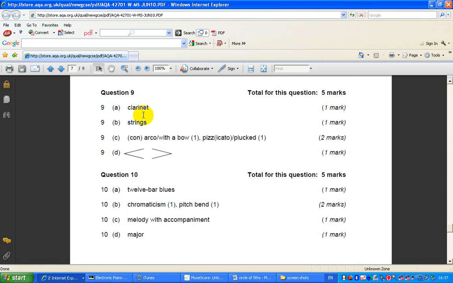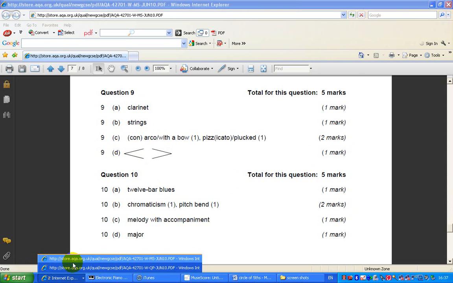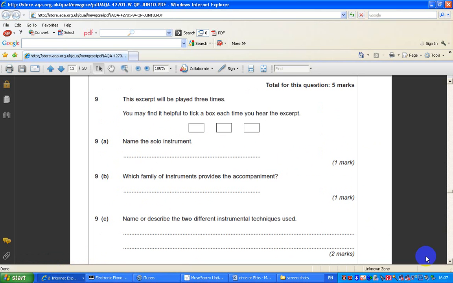So the answer was clarinet, and it was strings, and we've got with a bow, which is con arco bow, pizzicato. They will accept pizz because it's abbreviated, meaning plucked, or you could have written plucked. And then the last question was asking us obviously about dynamics, which we've missed off here.